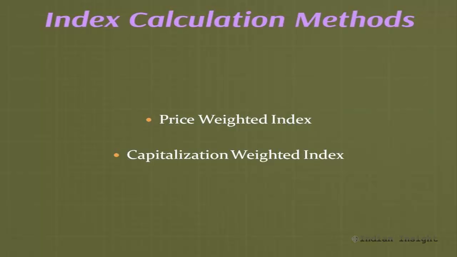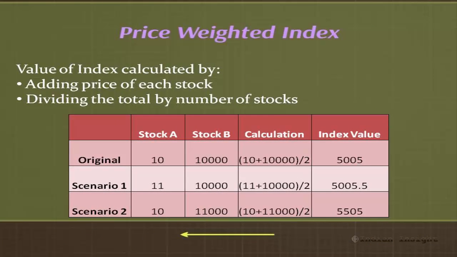There are primarily two ways of calculating the value of an index. An index can be calculated by the price weighted method or the capitalization weighted method. In case of a price weighted index, the value of the index is calculated by adding the price of each stock and dividing the sum total by the number of stocks. So you essentially add prices of all the stocks that constitute the index and divide this sum by the number of stocks in the index. This implies that the stock with higher price has a greater influence on the value of the index compared to a stock with lower price.